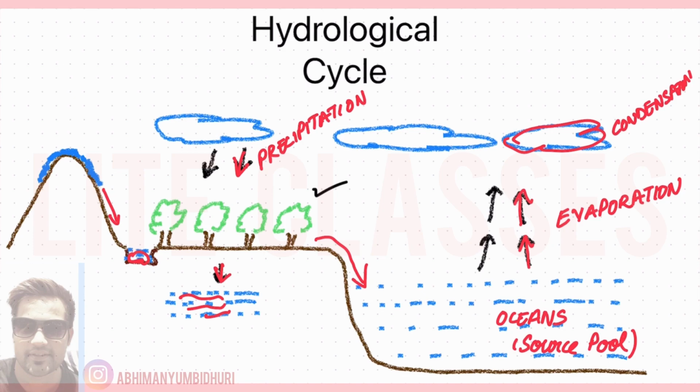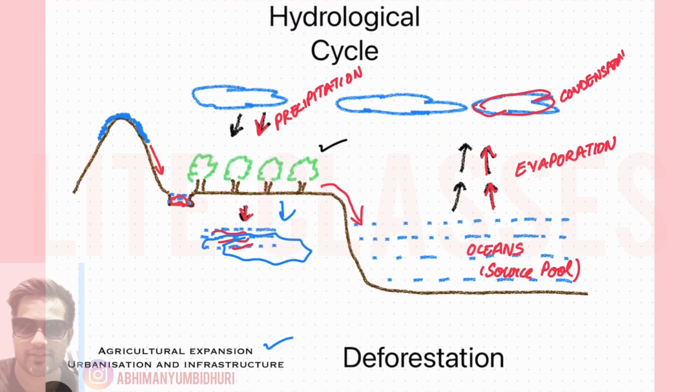In simple terms, forests and trees act like sponges and sturdy guards. They absorb rainwater directly into the ground and ensure it doesn't rush away over the surface. This helps in recharging groundwater sources and reduces the chances of floods or soil erosion. Now, because of agricultural expansion, urbanization, and infrastructure development, forests are increasingly cut, leading to deforestation.